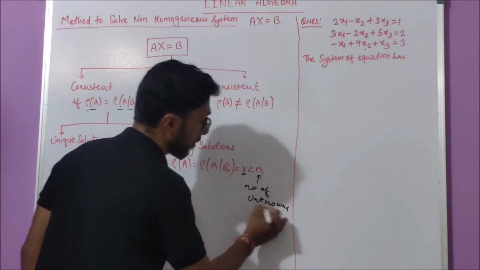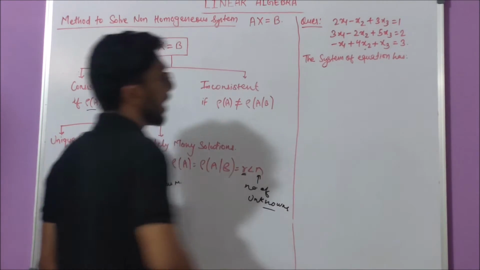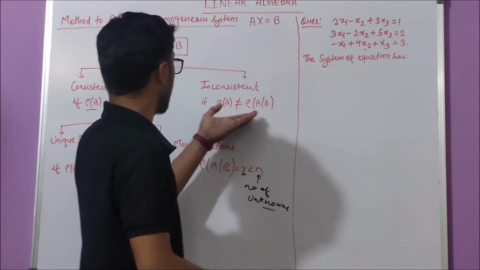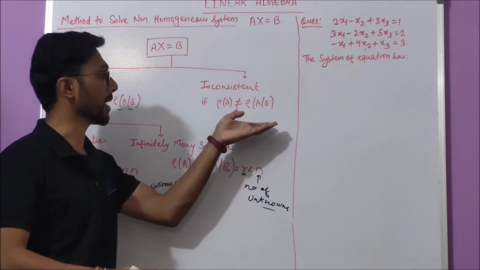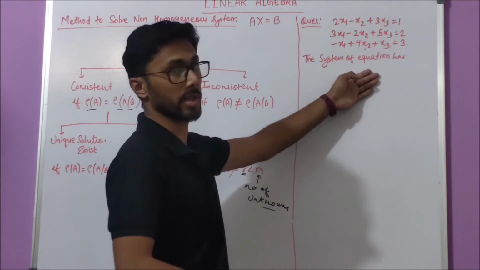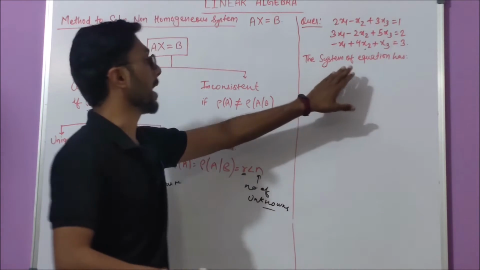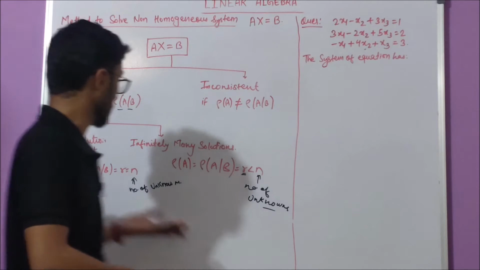Both are less than the number of variables. So in this question we have three variables, x1, x2 and x3, and we have to find out. And the third type of solution is inconsistent solution, where rank of A is not equal to rank of the augmented matrix. In this question we have to check the type of solution, whether it is unique, infinitely many or no solution. So let's check it by using this method.